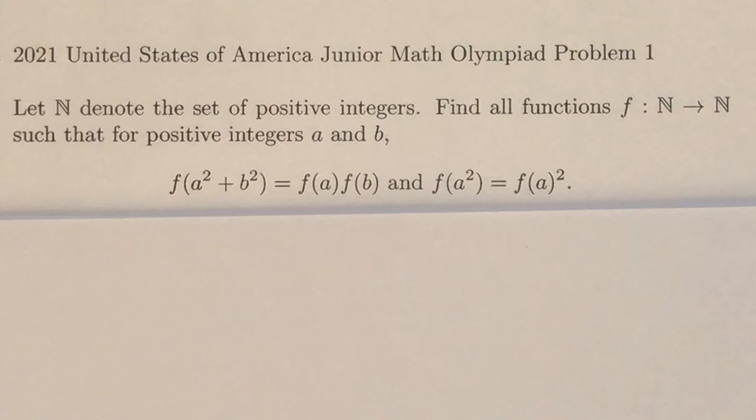Hello, fellow problem solvers. Today we're going to be doing a problem from the 2021 United States Junior Math Olympiad, problem number 1. I suggest you try this problem out for a minimum of 40 minutes, ideally an hour and a half to 2 hours, but not more than 3.5 hours.